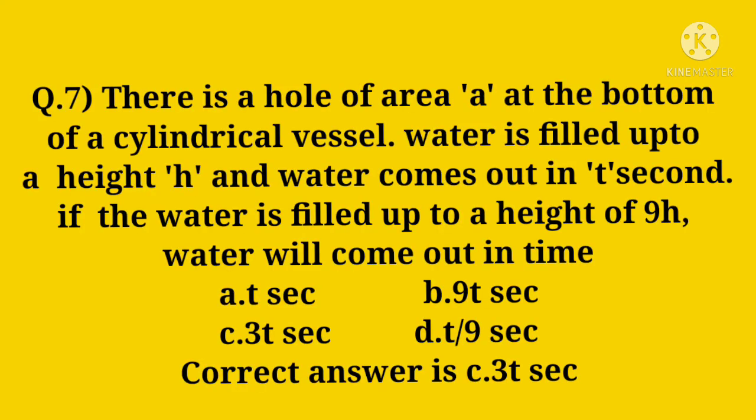Question number 7. There is a hole of area A at the bottom of a cylindrical vessel. Water is filled up to a height h and water comes out in t second. If the water is filled up to a height of 9h, water will come out in time: option A t second, B 9t second, C 3t second, D t by 9 second. The correct answer is C, 3t second.